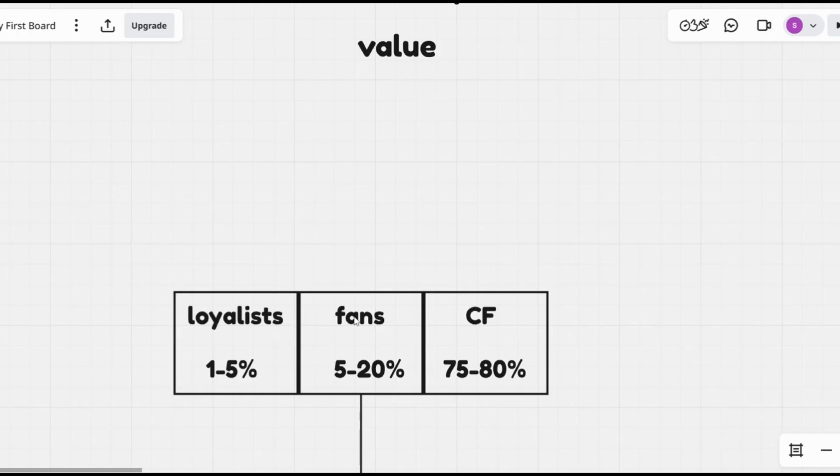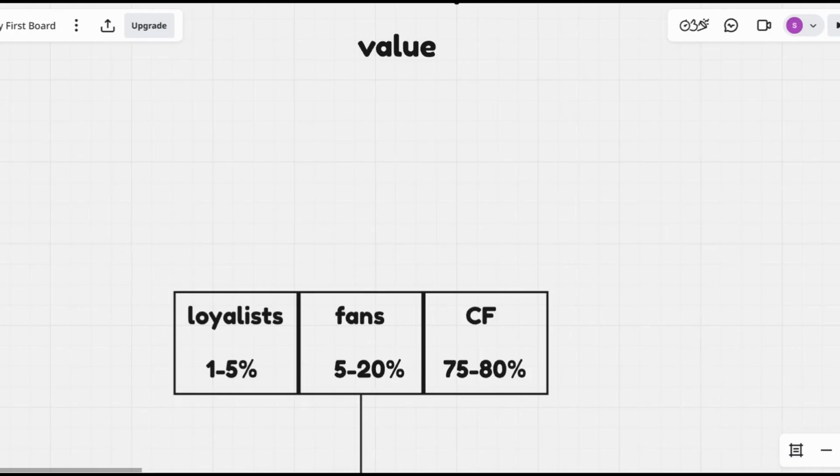Next are your fans. They like you and your content, and if you prove that you can provide value, then they will become loyalists. And this is about 5 to 20% of your community. Lastly, you have your cold followers. They only join because of the lead magnet you promised them.